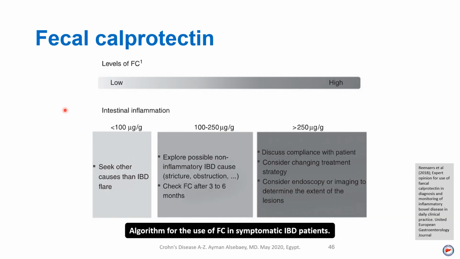Fecal calprotectin, as we know, we will measure it. Okay, if the fecal calprotectin on treatment is still high, it means that the patient is not compliant with the treatment, or there is failure of response to the treatment and you have to change it. In such a situation you should do endoscopy to be assured that there is severe disease and loss of response to therapy, okay.